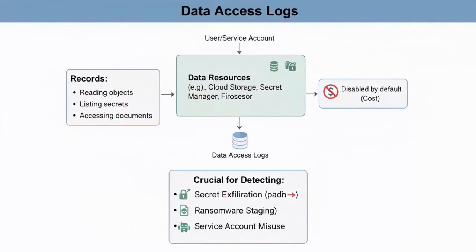Now let's talk about the next type of GCP logs, which is data access logs. In data access logs, we see records of accessing the data inside resources. For example, we see reading object logs, listing secrets, accessing Firestore documents. However, you should note that these are disabled by default to save money. If you want to enable it, you're going to have to tell your admin to enable data access logs in Google Cloud. Because I believe it's crucial for detecting secret exfiltration, object access during ransomware staging, and misuse of service accounts.